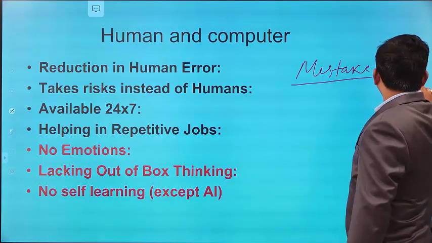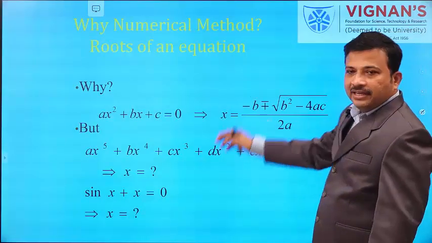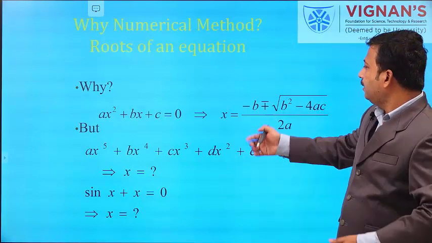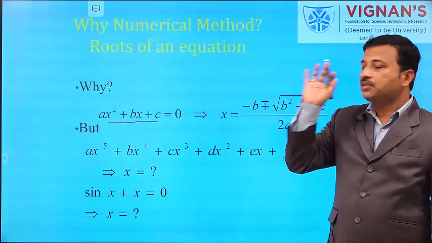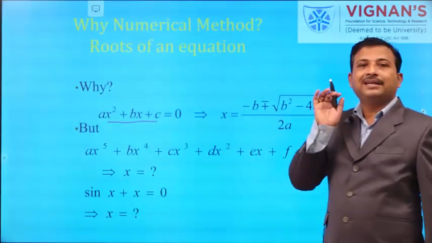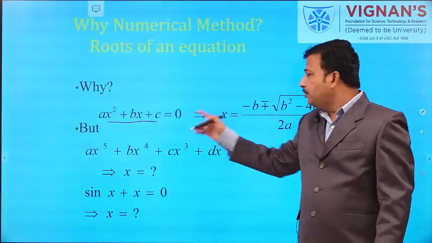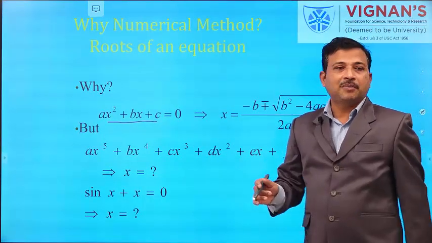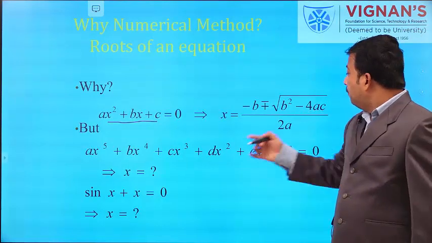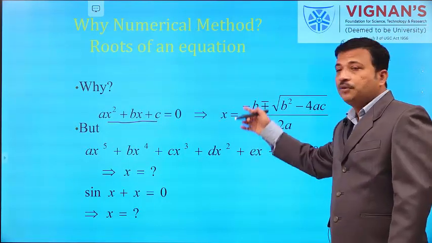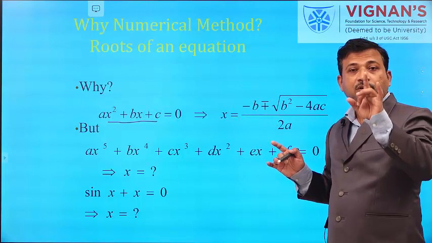So let us see. I'll give some example here. See this particular equation, ax square plus bx plus c equal to 0. This is called a quadratic equation. So we can find out x equal to minus b plus minus square root of b square minus 4ac, you can use it, and you can find the solution of it, right? But this is the solution finding for only quadratic equation.